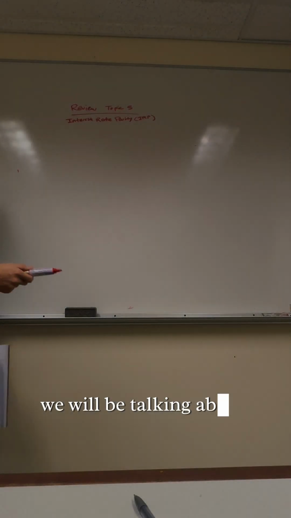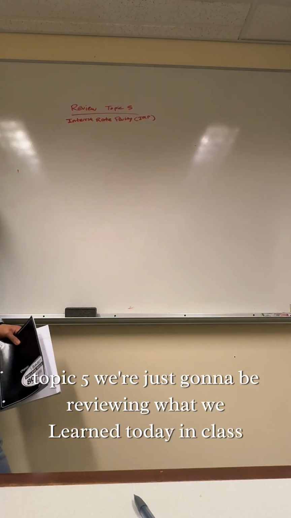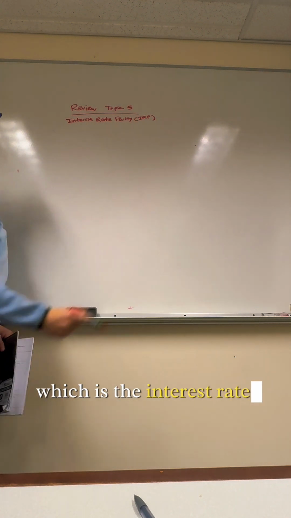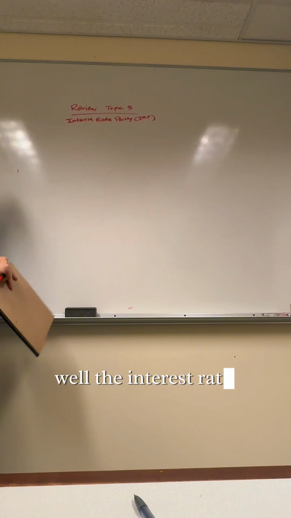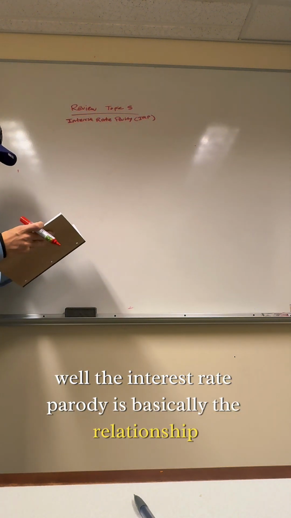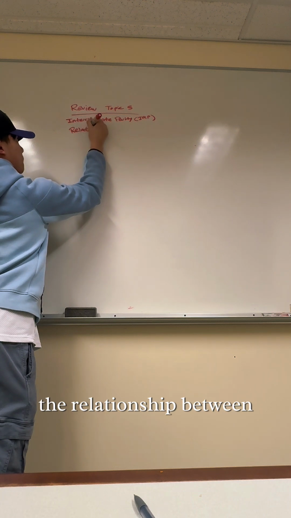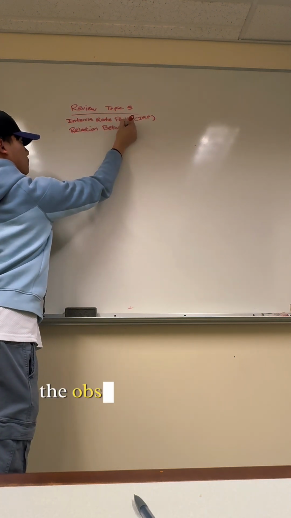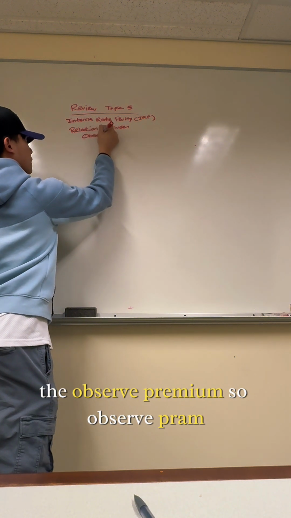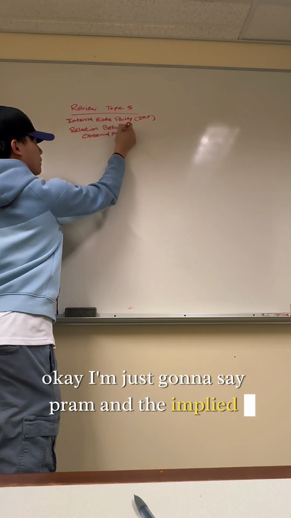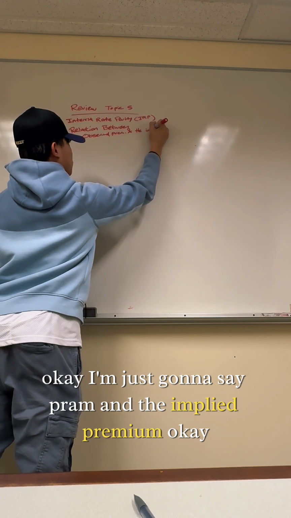We will be talking about topic 5. We're just going to be reviewing what we learned today in class, which is the interest rate parity. So you may ask, what is the interest rate parity? Well, the interest rate parity is basically the relationship between the observed premium, or prem for short, and the implied premium.